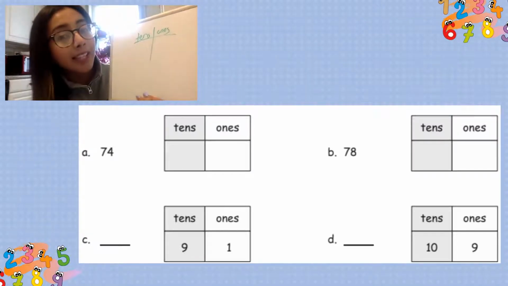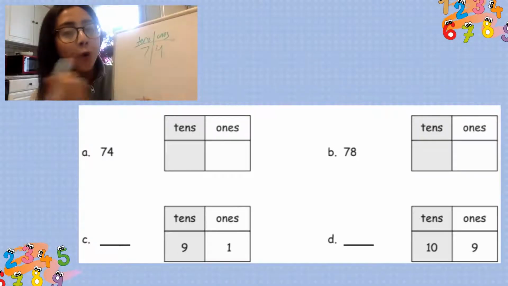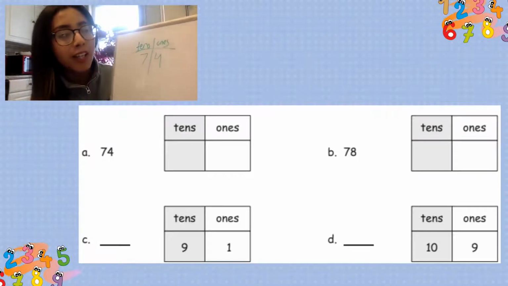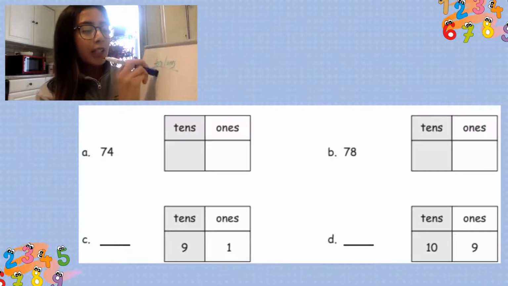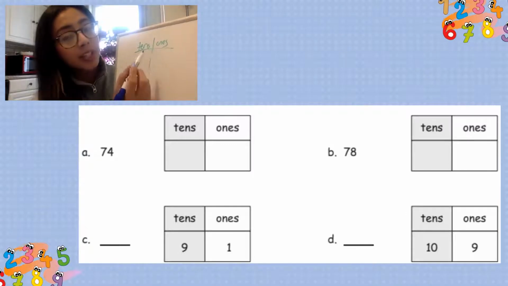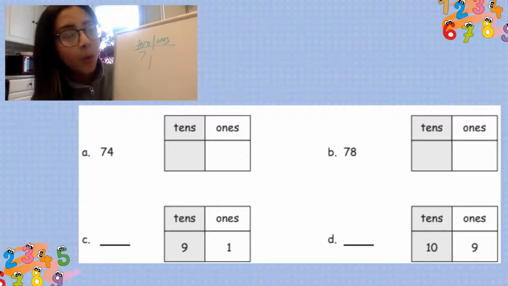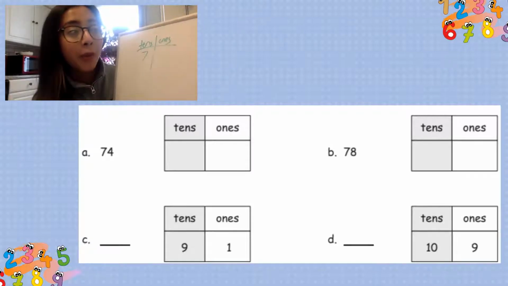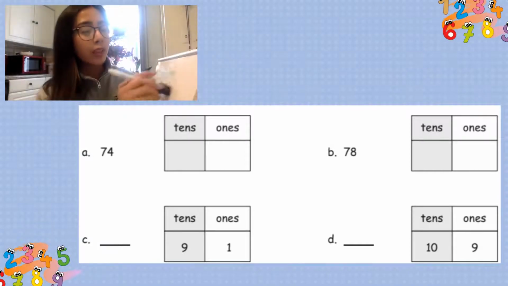What would be our place value chart that we would fill out for 74? Think about the tens and ones in 74. There are 7 tens and 4 ones in 74. What about the next one, 78? How many groups of 10 are in 78? Look at the tens place. There are 7 groups of 10. How many ones are there? Remember, the ones place is the last number. There are 8 ones.